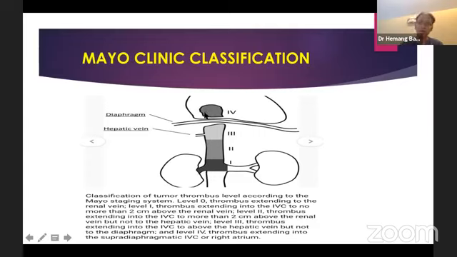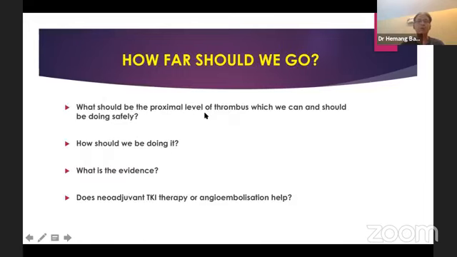Now, the question is whether these levels of thrombi have any prognostic significance, whether the outcomes of level 3 and level 4 thrombi tend to be worse in terms of cancer-specific survival. Well, the evidence is marginal. They tend to have a higher complication rate because of the complexity of the surgery, but in absolute terms of cancer-specific survival, the outcomes are not that different as could be expected.